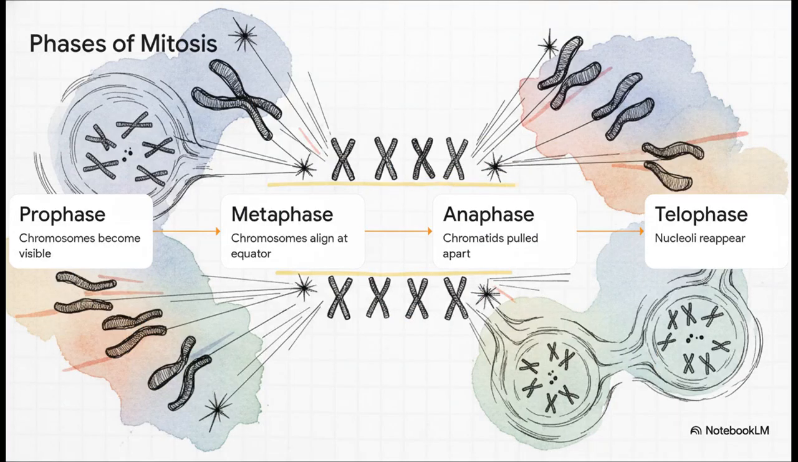Now, the division of the nucleus itself happens in a smooth, continuous flow, but we usually break it down into 4 stages. A great trick is to just remember the mnemonic PMAT. Prophase, where the chromosomes condense and become visible. Metaphase, where they line up perfectly right along the equator of the cell. Anaphase, where the sister chromatids are rapidly pulled apart to opposite poles. And telophase, where 2 new nuclear membranes finally form around the divided DNA.